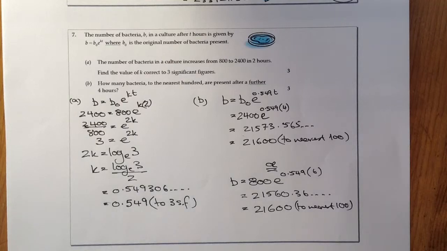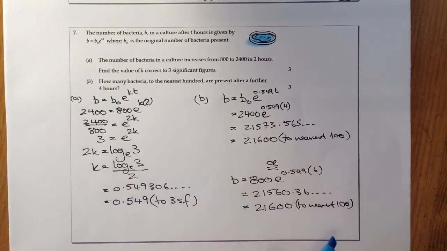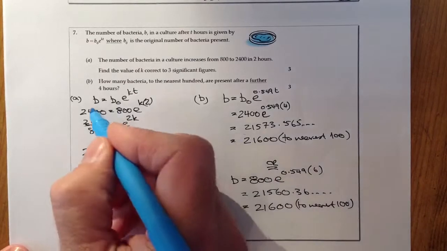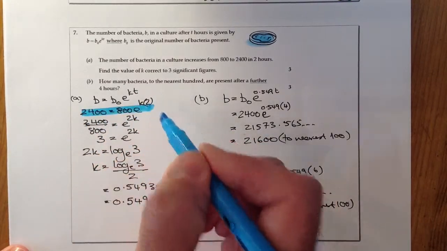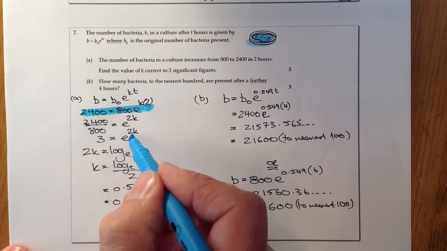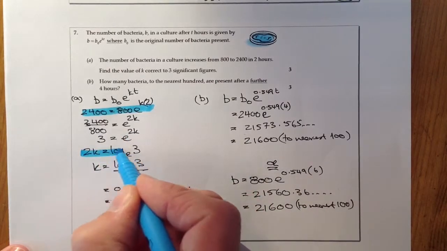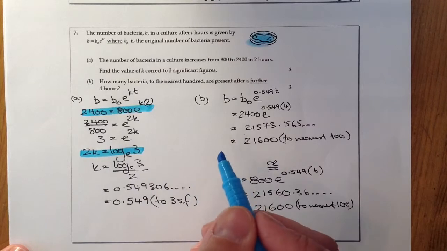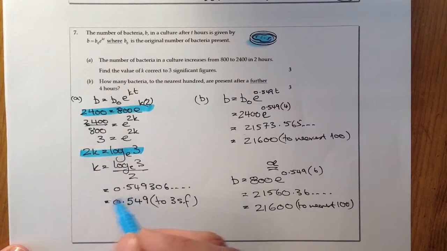Let's see the marking for this one. We've got 3 marks for part A. I'll go for 1 mark for setting up this first line. I'm going to get 1 mark for changing from exponential form to log form, which is very important with this type of question, so make sure you know how to do that. And finally, the last mark for getting that correct to 3 significant figures.